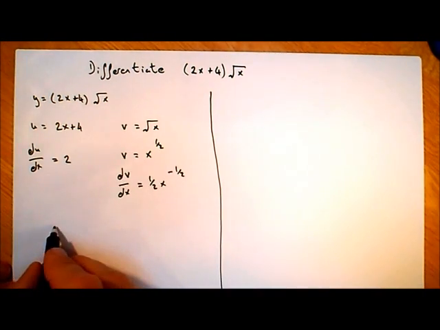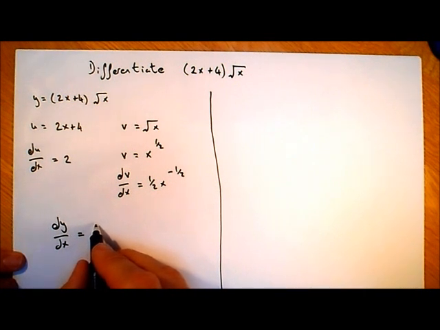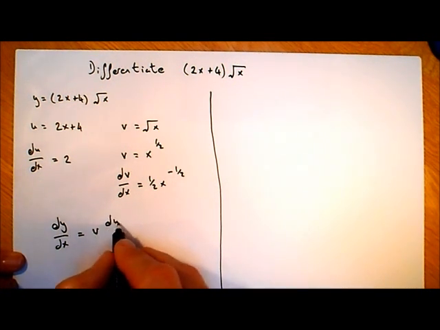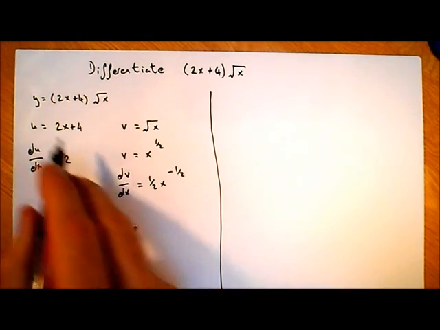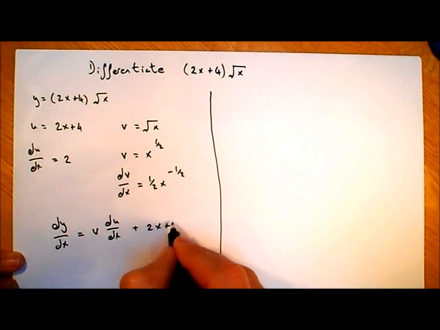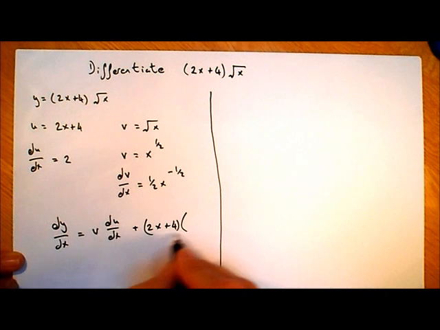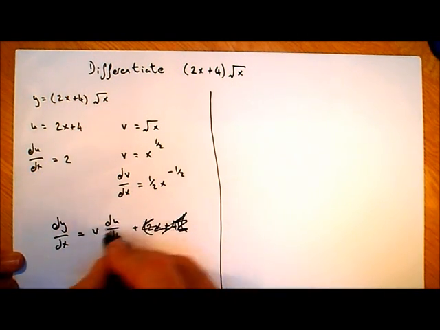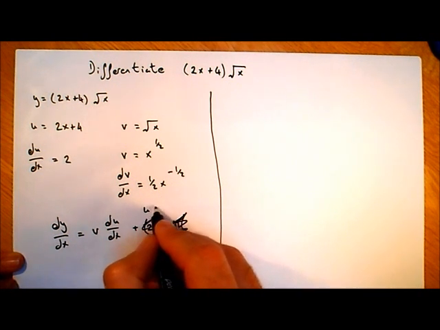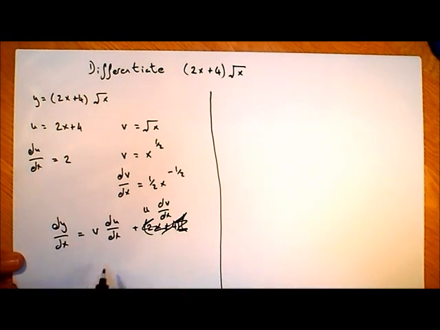So then dy over dx by the product rule. Let's write out the product rule. First of all, it is v times du over dx plus u times dv over dx. Now I can fill it in. It's a bit of a mess there, but it doesn't matter.